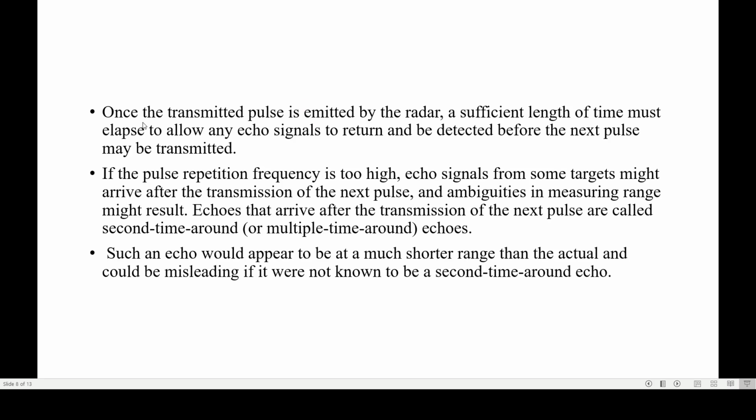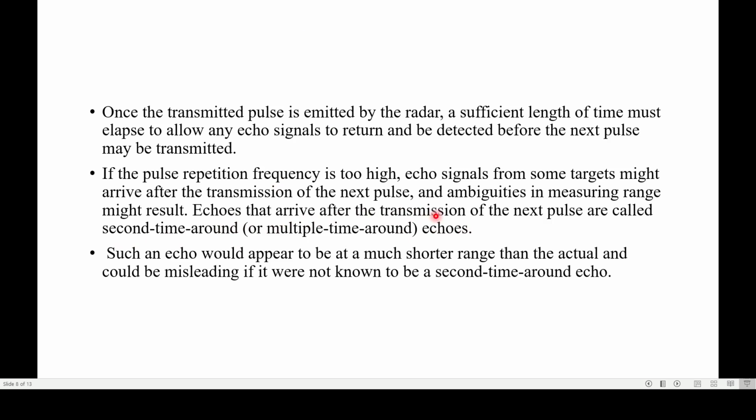I already said that once the transmitted pulse is emitted by the radar, a sufficient length of time must elapse to allow any echo signal to return and be detected before the next pulse may be transmitted. If the pulse repetition frequency is too high, the echo signal from some targets might arrive after the transmission of the next pulse, and ambiguities in measuring range might result. Echoes that arrive after the transmission of the next pulse are called second time around echoes. So this is very important.